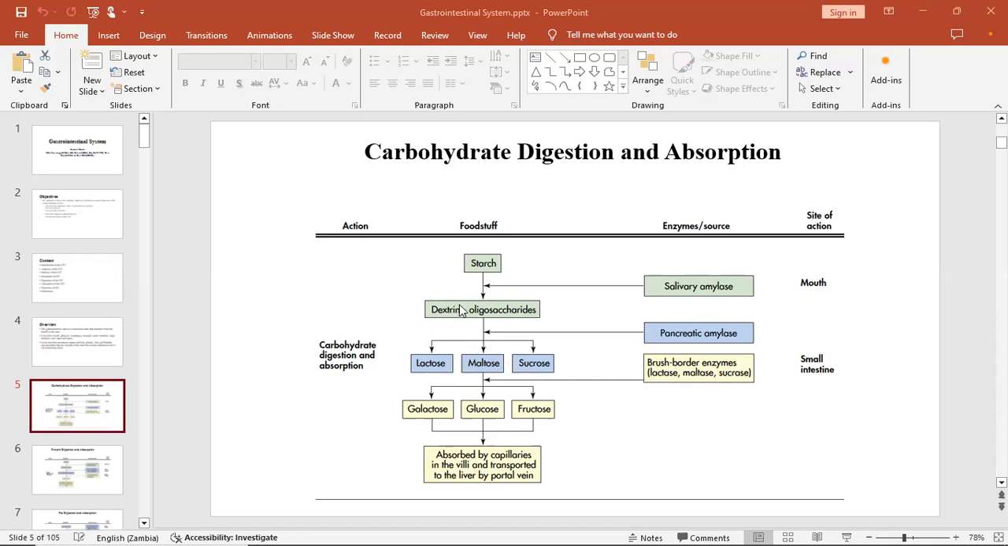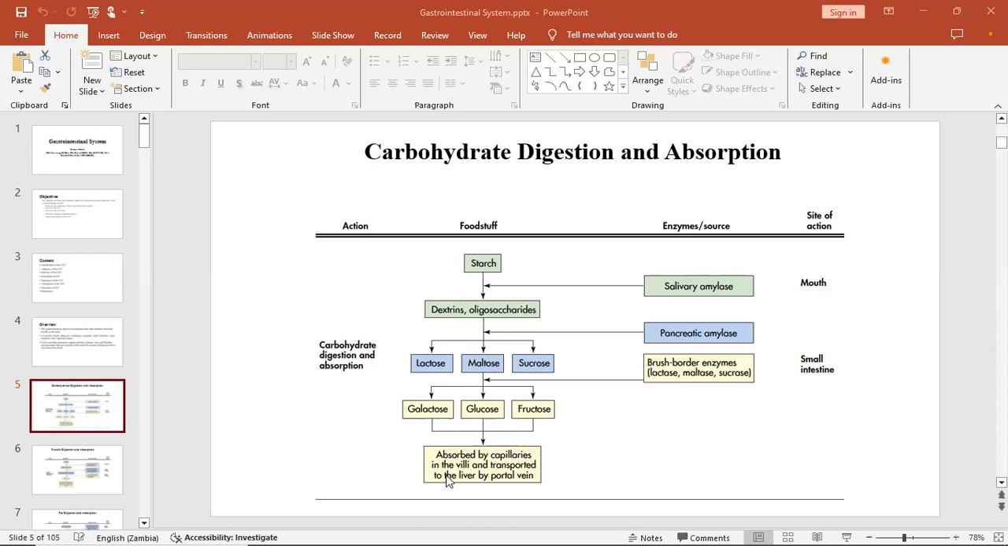This is caused by branched chains, 1 to 6 and 1 to 4. So 1 to 6 forms branch chains. Once it's acted on, it's going to produce also glucose molecules from the 1 to 6 glycosidic bonds. So once you have that, then they can now be absorbed into the secretory system.